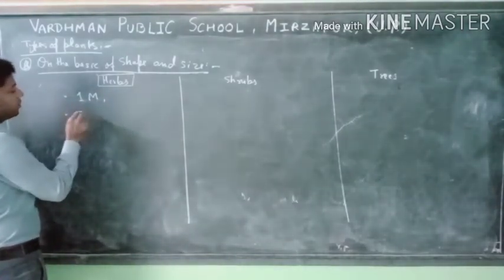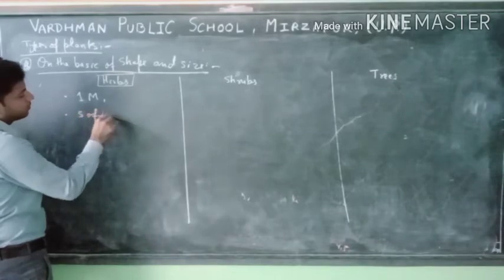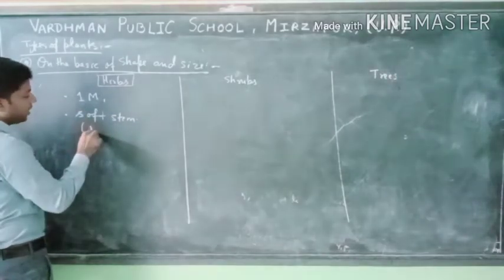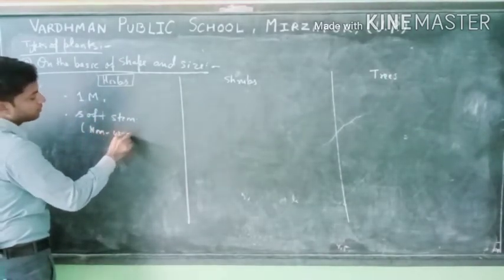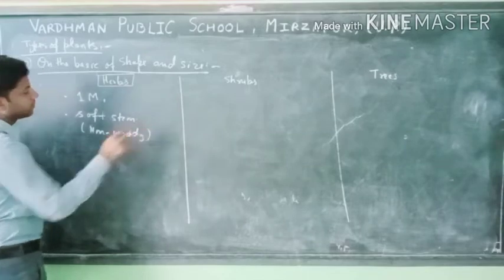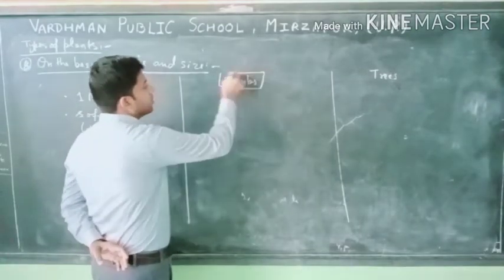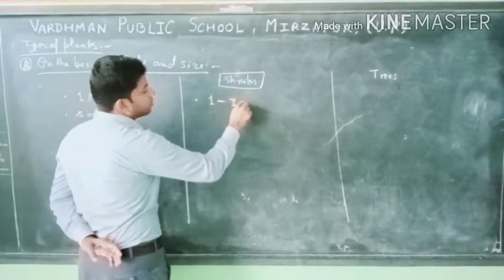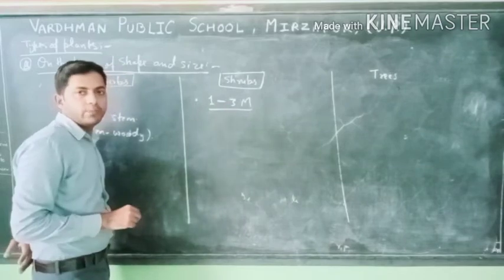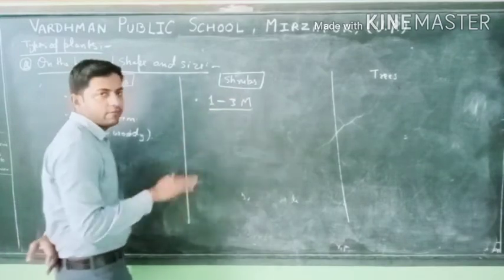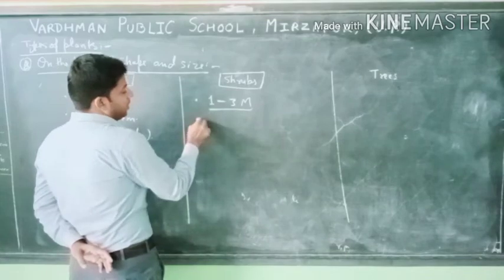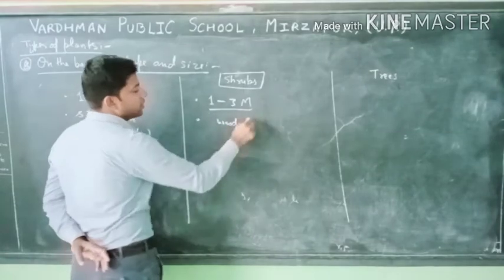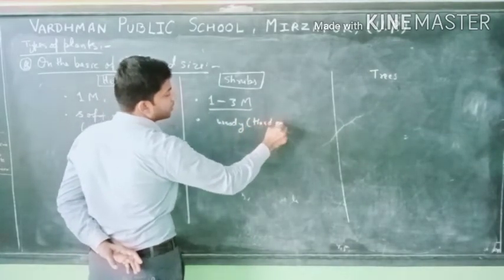They consist of a soft stem. It means their stem is non-woody. Now shrubs. Shrubs are the types of plant which are about 1 to 3 meters in length. Their stems are woody. It means they consist of a hard stem.